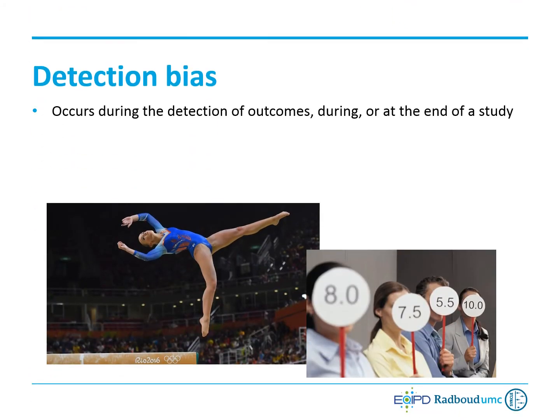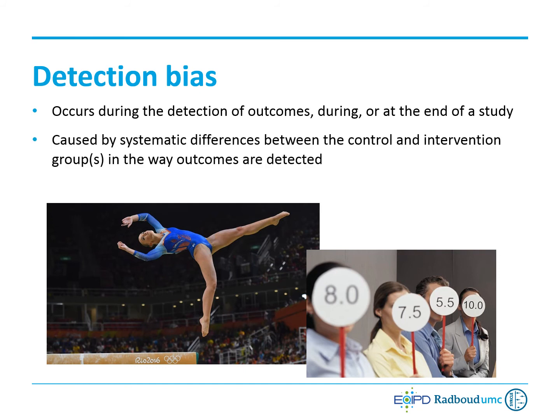Detection bias can occur when measuring outcomes, either during or at the end of the experiment. Again, when there are systematic differences between the groups in the way outcomes are detected, this can lead to bias and distort the study results. Let's have another look at our apple experiment.